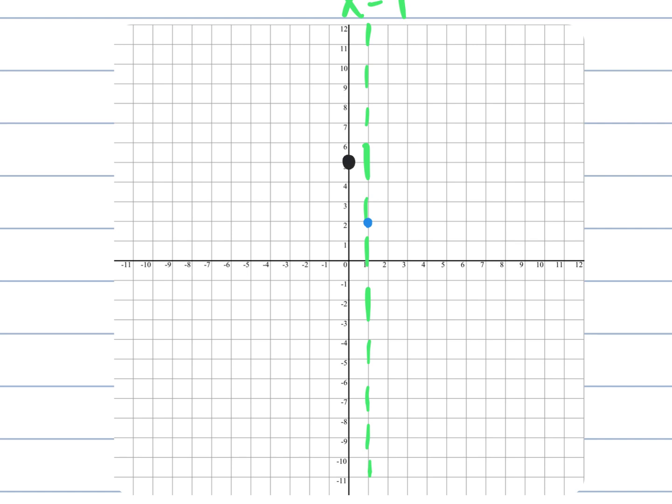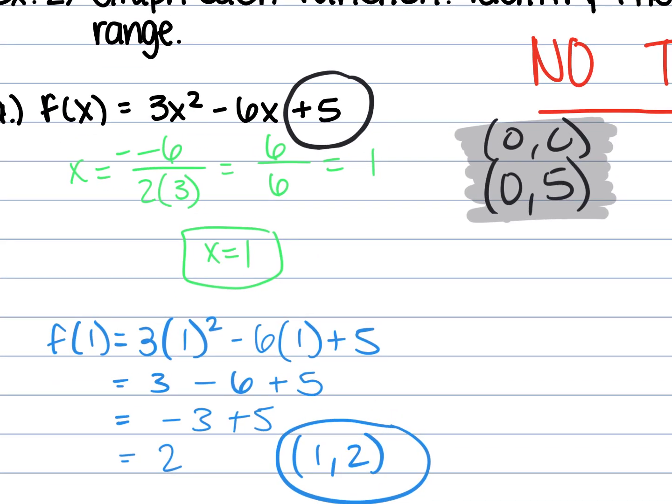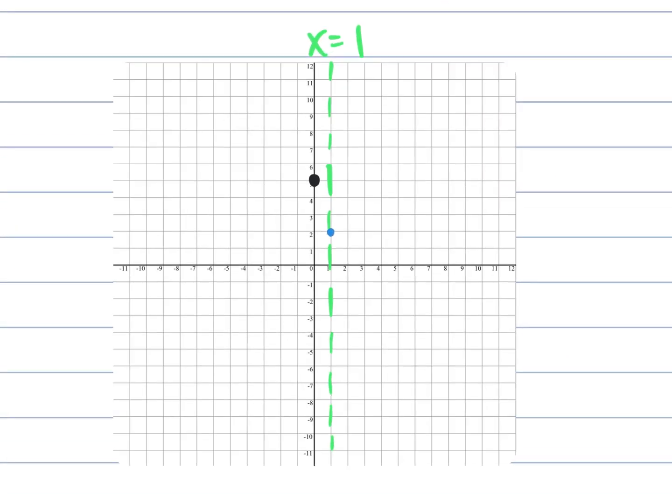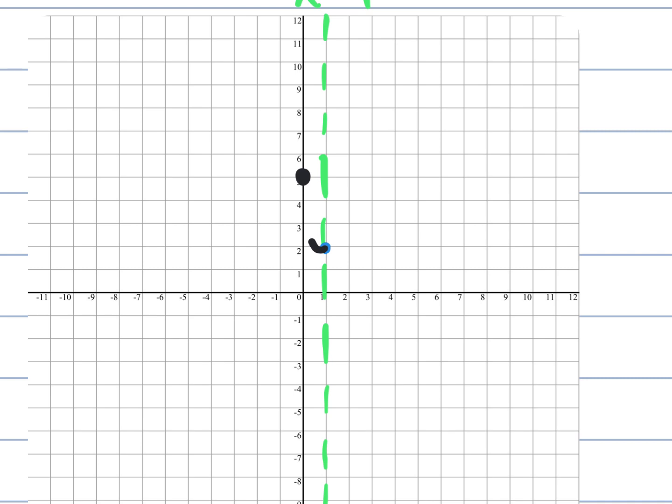It is not facing down. Let's think about it. Look at your A value. Is my A value positive or negative? So that means my graph should be up. Check it out. You're going to start at the vertex and draw a curve going up.